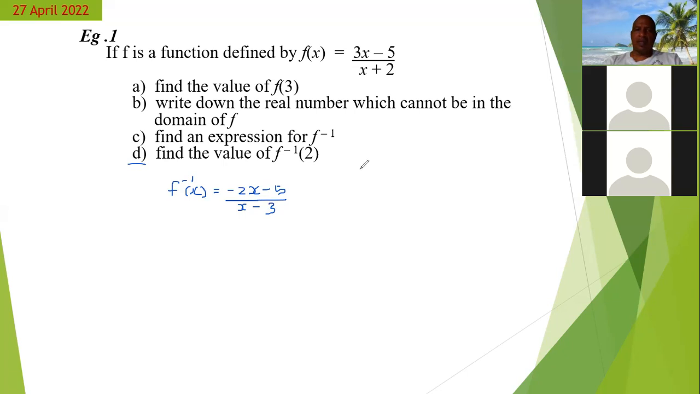All right, so what you're working out is the inverse of f inverse of 2. So all you're going to do is substitute the value of 2 in the function. So it will be negative 2 brackets 2 minus 5 over 2 minus 3. All right, so when you work that out, tell me what you get.